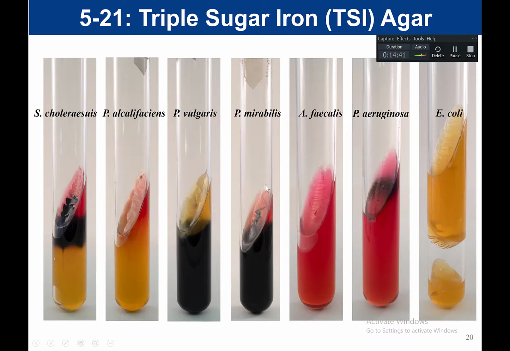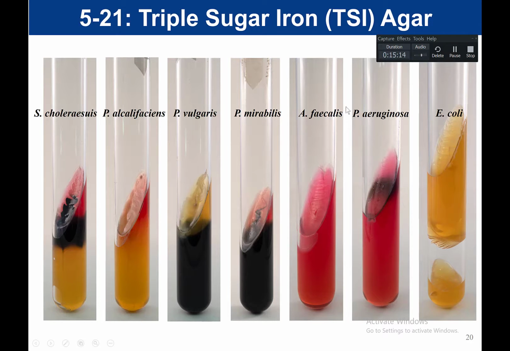If we look at Proteus mirabilis, the slant is pink, but the bottom is black. Again, underneath the black, we know has to be yellow. So this organism is a glucose-only fermenter. It only utilized the glucose, right? We know that it's yellow underneath. It did use the glucose, but it did not use a disaccharide. And this organism is positive for sulfur reduction. It did produce H2S because we see the black.